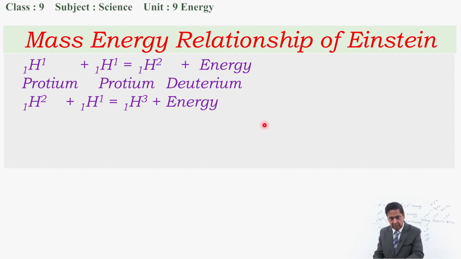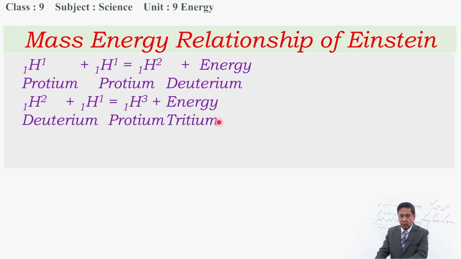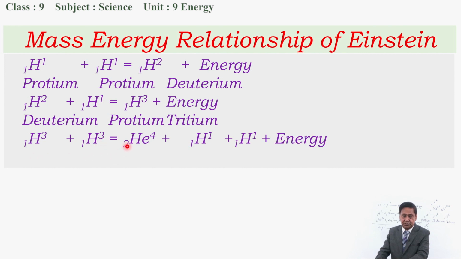We can say that this is not incorrect. Deuterium combined with protium gives what? Tritium. And another step may be written: tritium combines with tritium to form helium, and 2 protium are released, and this way a tremendous amount of energy is produced.